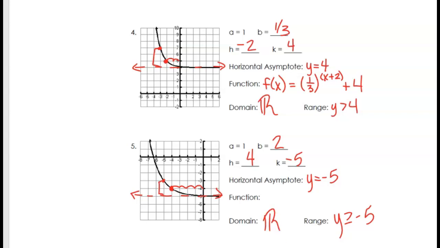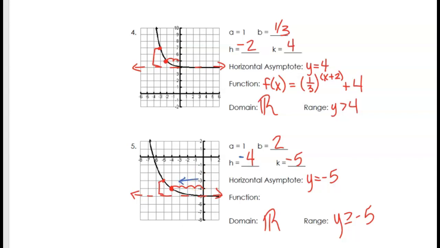And I'll wait to write the function. All right. Help me out. What mistakes did I make? Because I know I made some. Yes, sir. It's a -4 for h. Why is it a -4 for h? Because it's going left. Good.